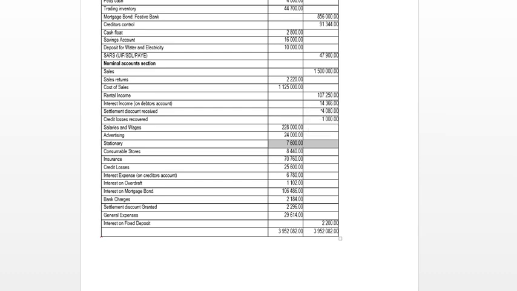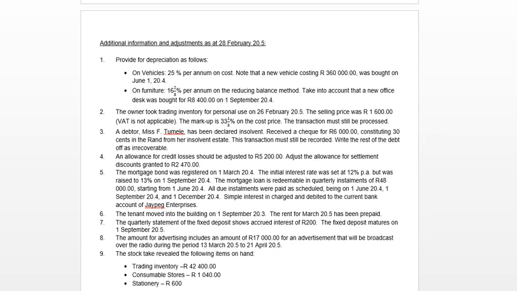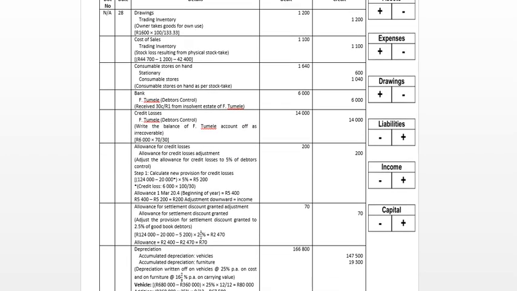The same with our consumable stores. Where is that? So consumable stores was 8,440 Rand, but 1,040 Rand we still have left, and which we can take to our next financial year. So we need to decrease these expenses. And if we decrease an expense, you will credit that expense account. So we're going to credit our stationery account 600 Rand, and we're going to credit our consumable stores 1,040 Rand.